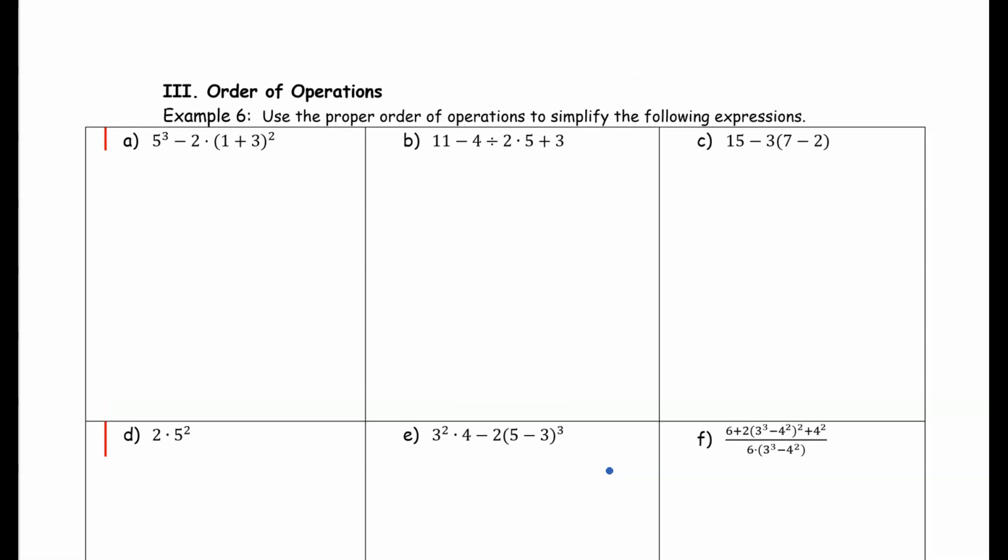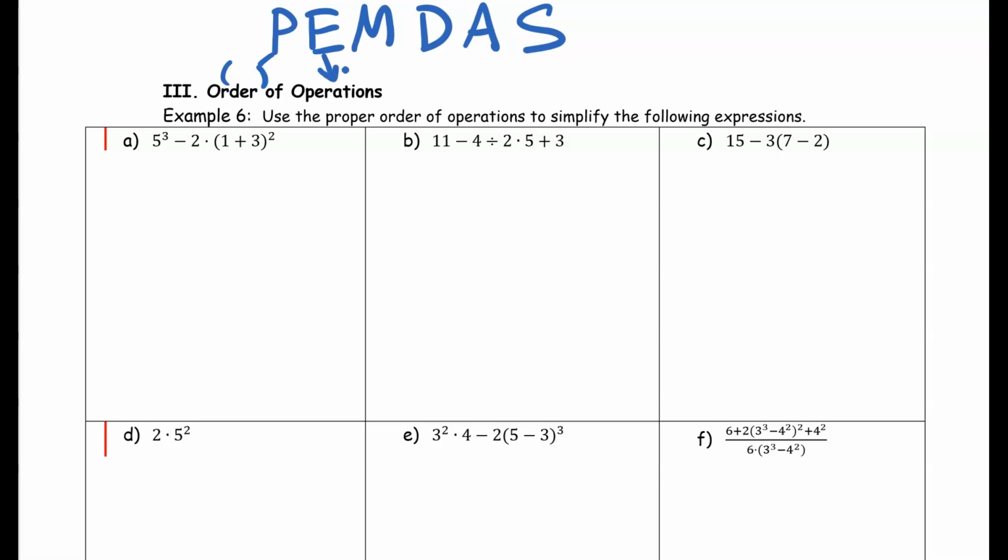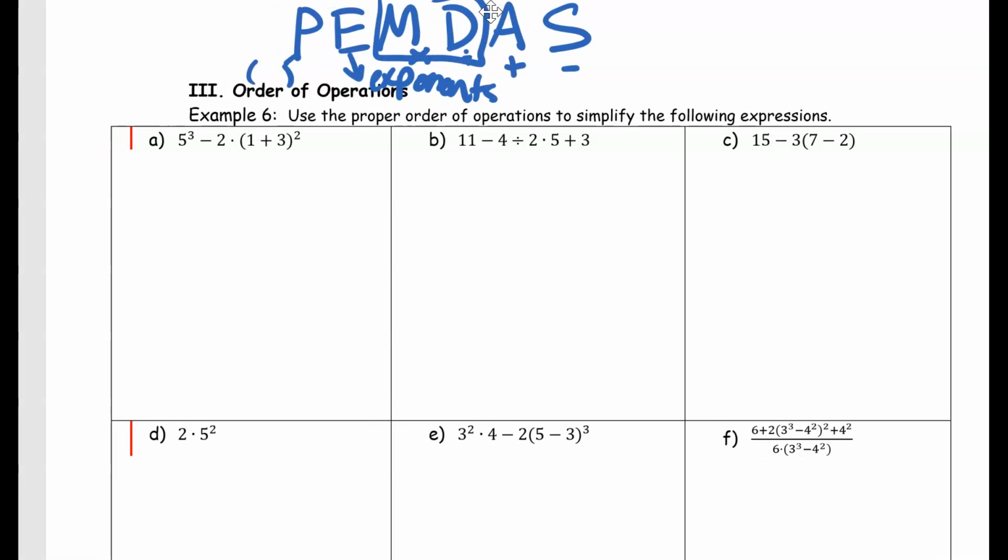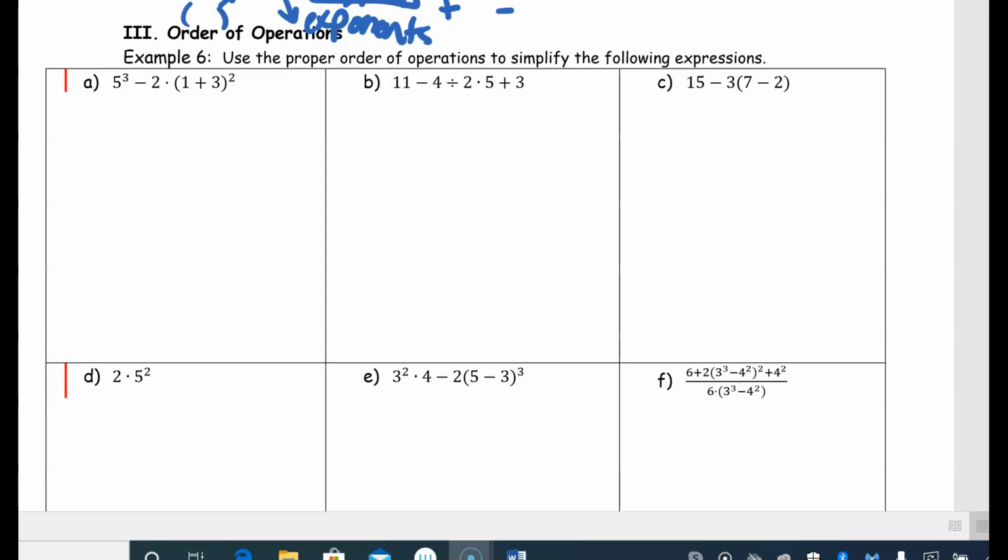So for order of operations, we call it PEMDAS, or you may have heard of the mnemonic, please excuse my dear Aunt Sally. The P stands for parentheses, the E stands for exponents, then multiplication, division, addition, subtraction. This is the order in which you should do it, although multiplication and division, and addition and subtraction, are the same priority, but we're going to do them from left to right.